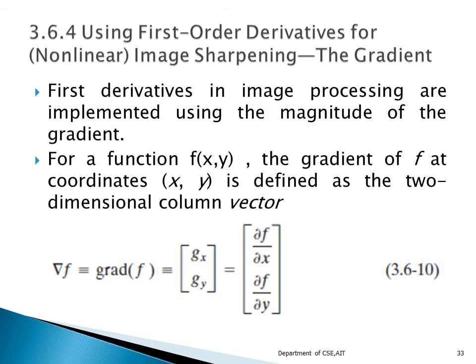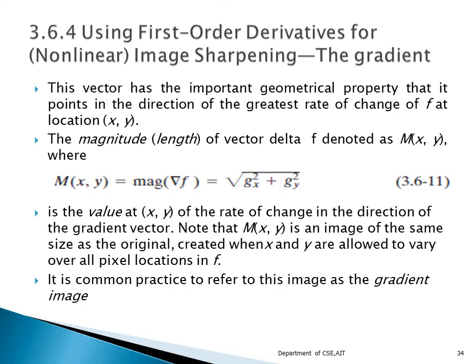So by using the gradient also we can sharpen the features. The gradient vectors are non-linear. That means they give rise to a filter which is non-linear. Previously the Laplacian was linear, but this will be non-linear. In this case we consider the magnitude of the vector of the function f of xy. This magnitude is given by m of xy, which is equal to the magnitude of delta of f. This magnitude will always be in the direction of the greatest rate of change.